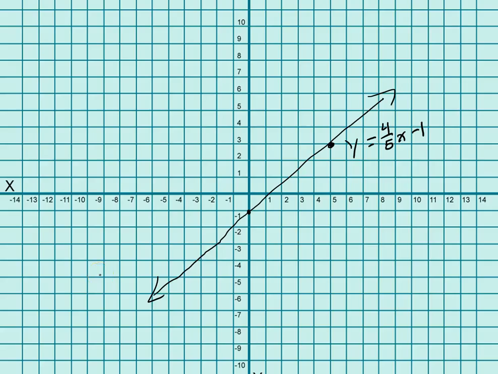Alright, so your graph should look like this. We're at negative 1 for our y-intercept, and we went up 4 to the right 5. And there's our line. So those are when they're in slope-intercept form.